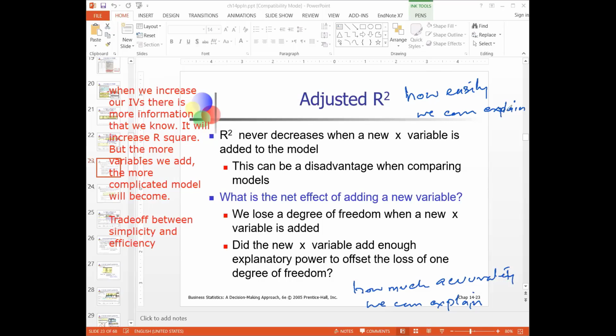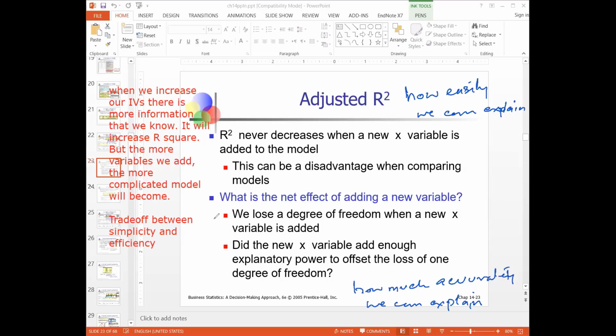But the problem is, if you are simple, most probably your R square will be low. And if you are complicated, you are precise and your R square may be very high, but the problem is it will be complicated and difficult. R square will never decrease when you add a new variable. So increasing variables will increase your R square, but it can be a disadvantage when comparing with other models. Why? Because more variables are complicated and will make your model difficult.